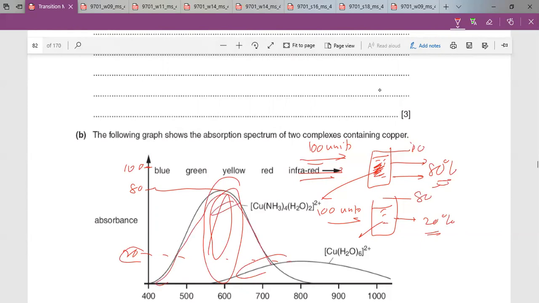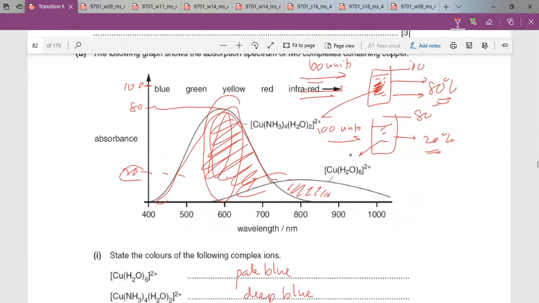The absorption peak here is very large, which means a lot of light is absorbed. Here, only a small amount of light is absorbed. Secondly, this one absorbs at the maximum in the visible region, while this one absorbs in the infrared. That's why it's very weak.